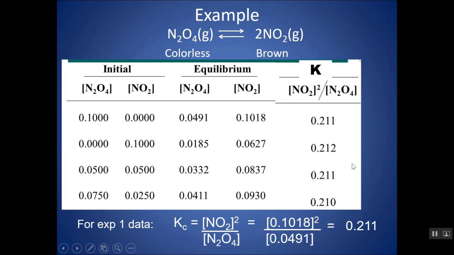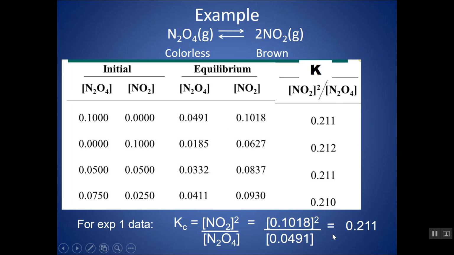Now what you're going to notice is what's happening with K. In each trial, I've started with a different initial concentration. So in this first trial, I've started with all reactant. In the second trial, I've started with all product. Okay. In this third trial, I've done a 50-50 mix. And in the fourth trial, I did 75% reactant and 25% product. And in each situation, I was able to reach equilibrium.